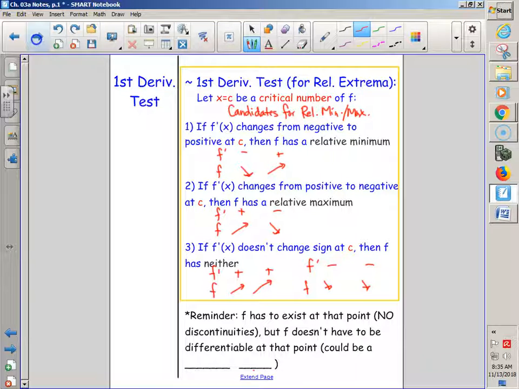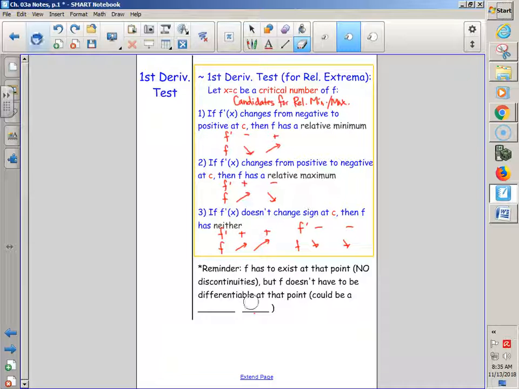So at the bottom, I can't have mins and maxes at discontinuities, which is why the very first thing we always do is ask ourselves the domain of the original function. It can be a sharp point. The derivative cannot exist, but the original function has to exist to have a min.